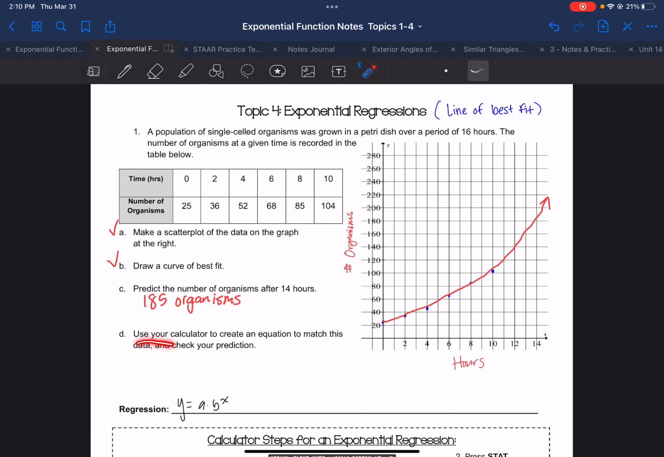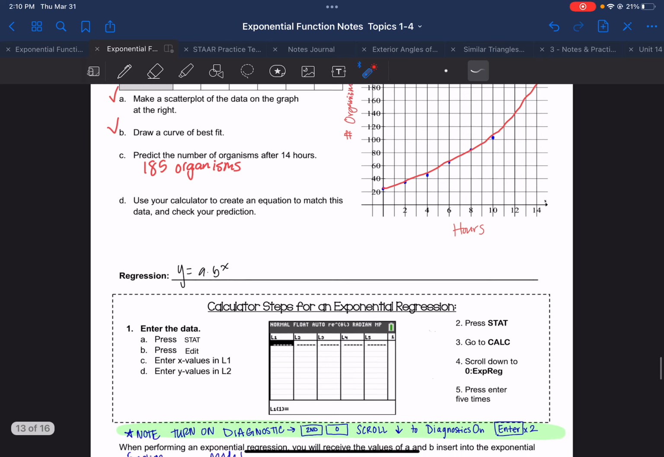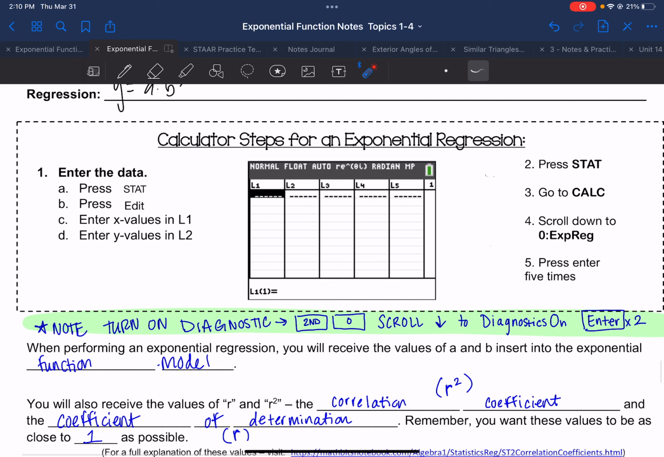Now, here's what this says. Use a calculator to create an equation to match this data and check your prediction. So here's how we're going to do that. We've done regressions before. Now here are the steps for exponential regressions. Step 1, enter the data into stat edit, into this list right here. Before you even do this, please reset your calculator. Second plus 7, 1, 2. Those reset your calculator. Then you're going to enter your data. X values go in L1, Y values go in L2.